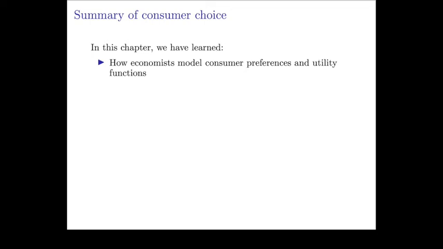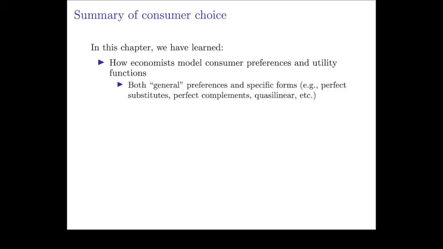Okay, so what we've seen at the bigger picture here is how economists model consumer preferences and utility functions. We've looked at the general formulation of preferences, as well as specific forms like perfect substitutes, complements, and so forth.